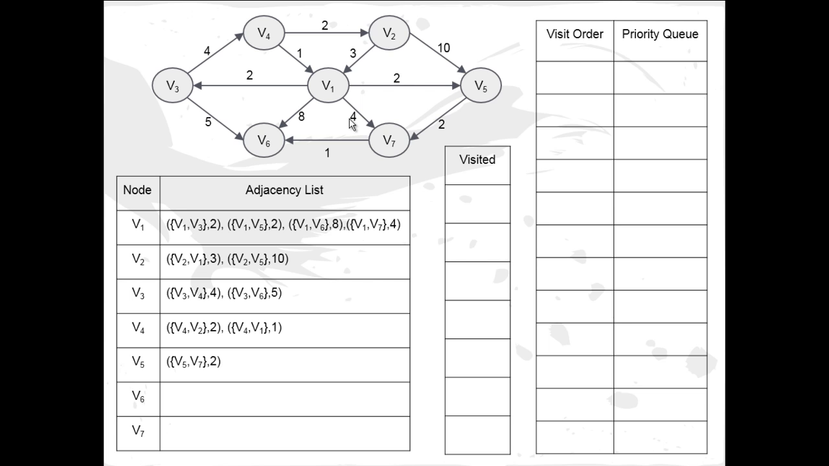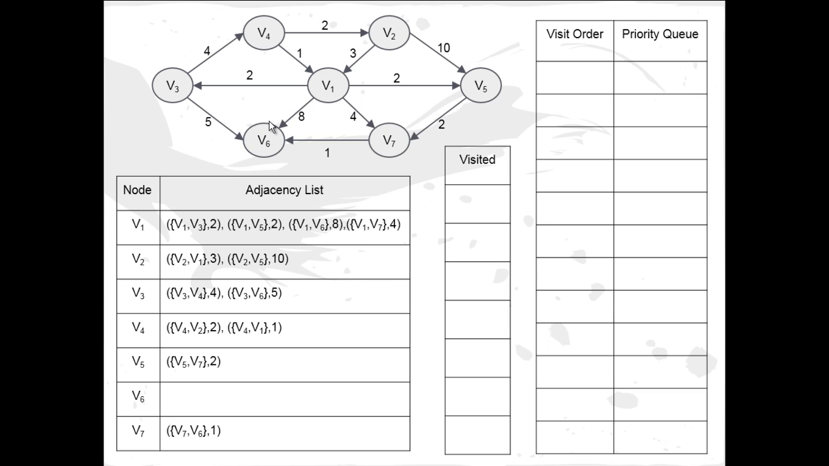Now for V6 we are not going to have any adjacency list because nothing is going out of V6 to any node. So V1 is going to V6, V7 is going to V6, V3 is going to V6, but from V6 we're not going to go to any node in the graph. So that's why we don't have anything in the adjacency list for V6. And for V7 we have V7, V6 with a cost of 1.